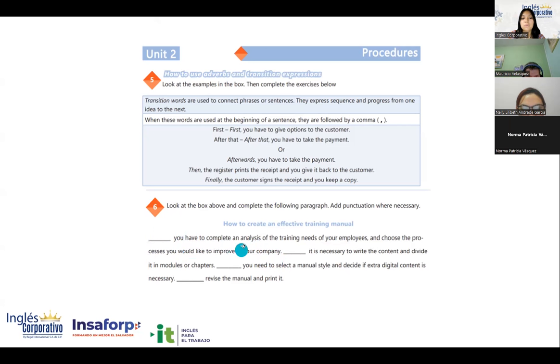First, you have to complete an analysis of the training needs of your employees and choose the processes you would like to improve in your company. After that, it is necessary to grade the content and divide it in modules or chapters. Then you need to select the manual style and decide if extra digital content is necessary. And finally, revise the manual and print. Okay, thank you. Very good use of adverbs.